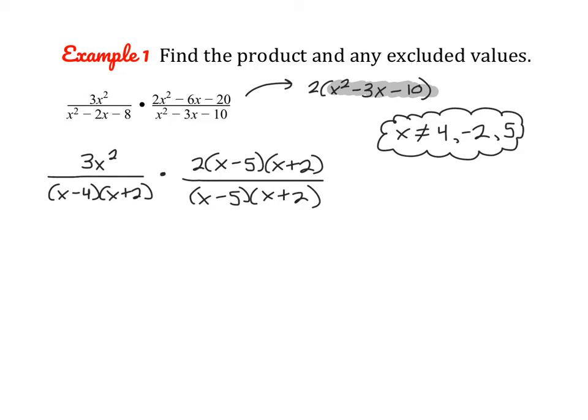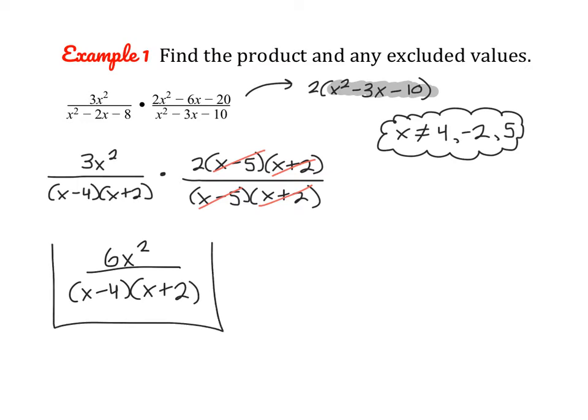So here you'll notice that on the right side we can actually cancel out 2 factors. So we'll do that. And now all we need to do is multiply. So we multiply across the top. 3 times 2 times x squared is 6x squared. And then what we have left in our denominator is x minus 4 times x plus 2. And this is our final simplified answer.